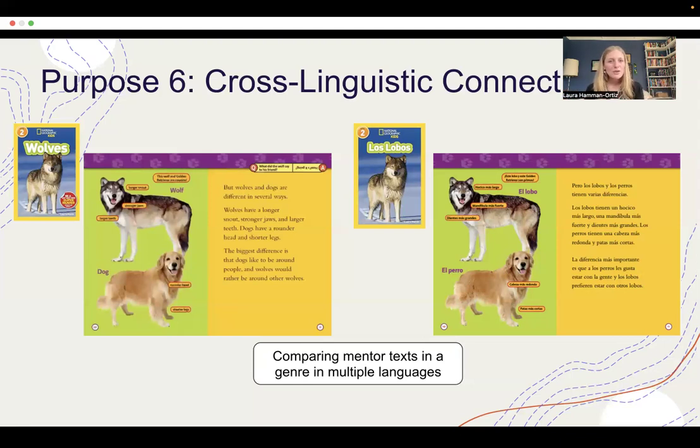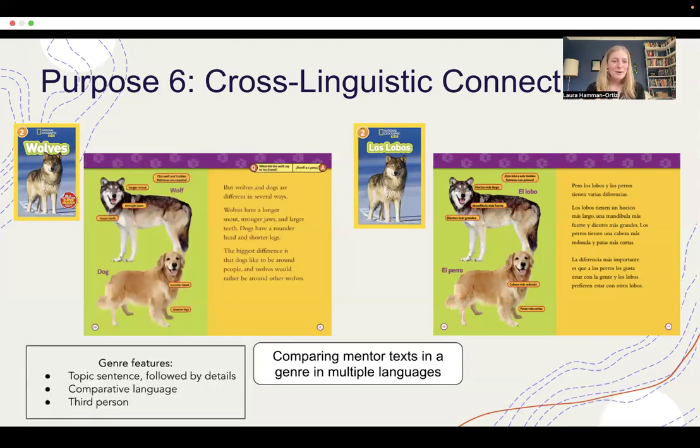But as you compare, you can also think about what's similar and different between this text in English versus this text in Spanish. So I might start with those general genre features, right? So we might read this text and say, okay, it starts off, but wolves and dogs are different in several ways. And then it goes into some of those details. So we see a topic sentence followed by details. That's very common for a report.